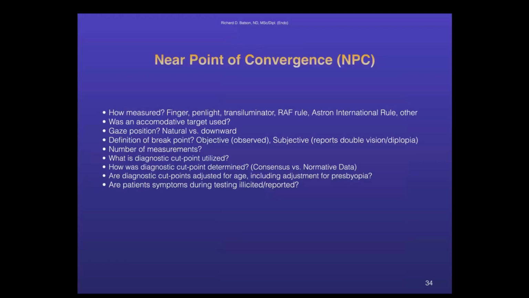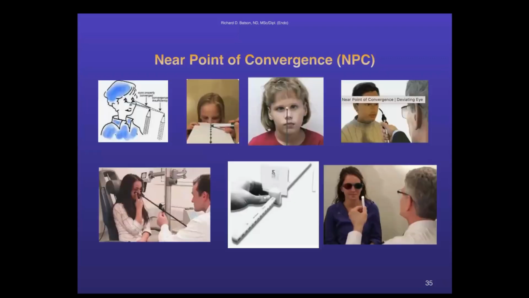We should probably break this up into a different lecture, Josh, where we really get into the details of this, because we're not going to get through all this material today. But you'll notice there's going to be a checklist for all of you where we go through how it was measured, for example. Was it a finger? Was it a pen light? Was it a transilluminator? Was it an instrument like the Royal Air Force rule or the Astron International rule? I had a picture that shows you those different instruments. That gives you an example of different ways that you could measure convergence.